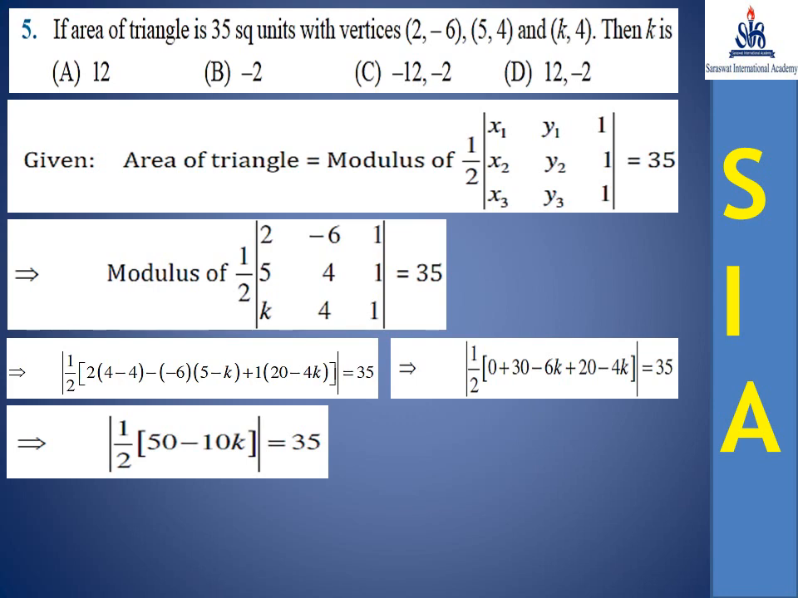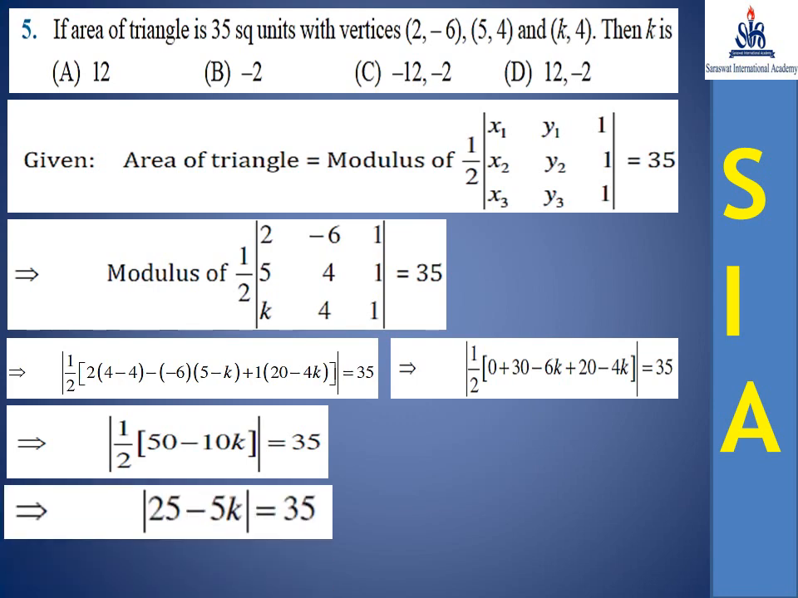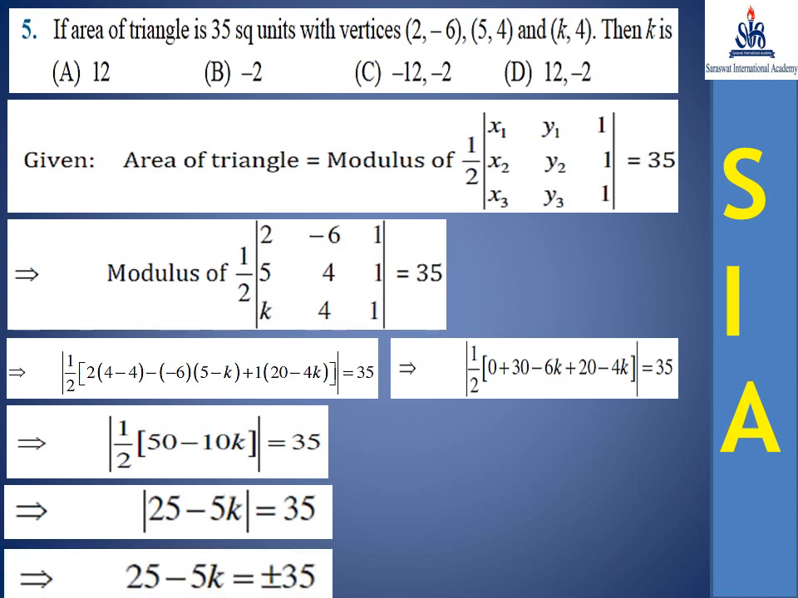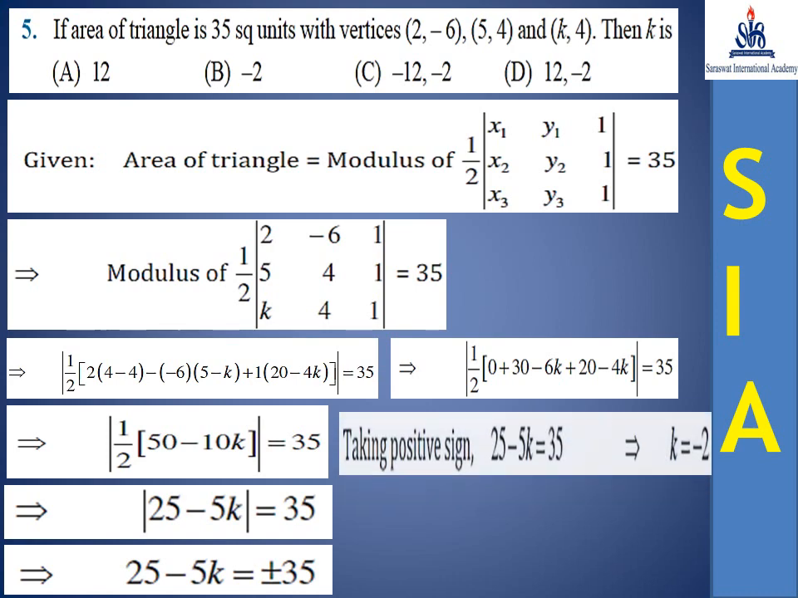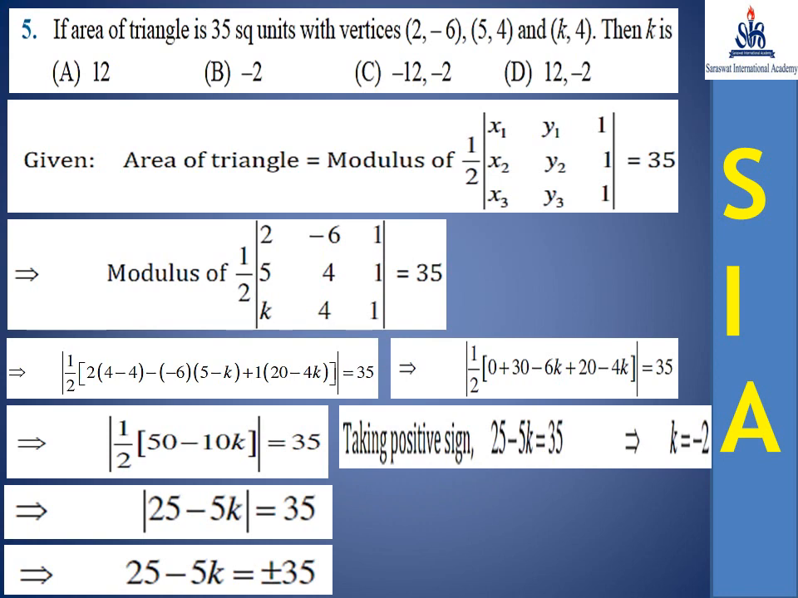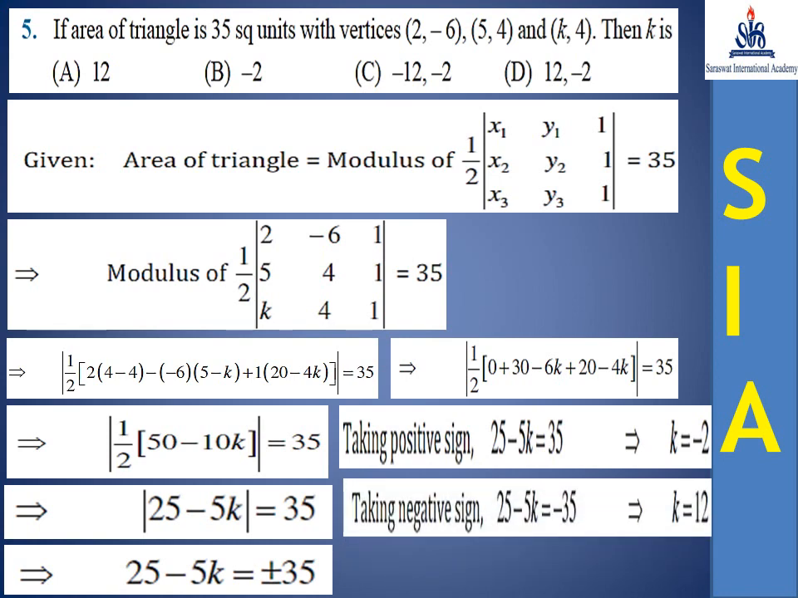Again the 2 cancels, and you get 25 minus 5k equal to 35, and whenever you remove the modulus, you get two answers, plus or minus 35. Yes students, plus or minus 35. Taking plus 35, you get k equal to minus 2, and taking minus 35, then k equal to 12. So k equal to minus 2 and k equal to 12, that's your answer.